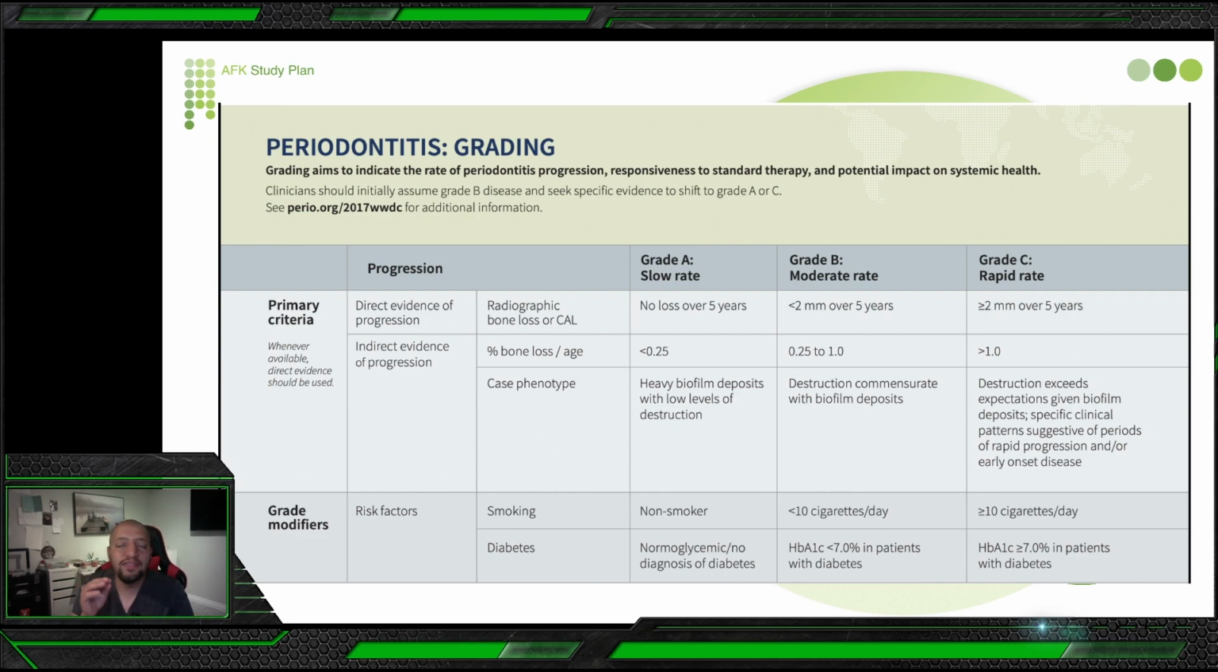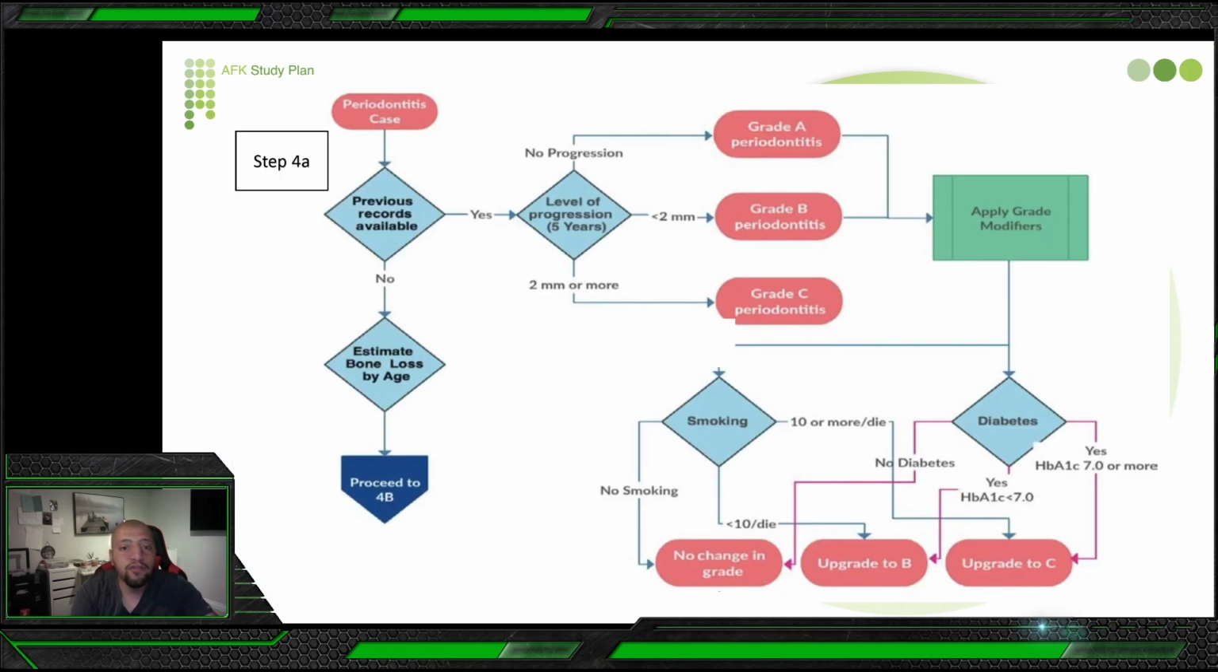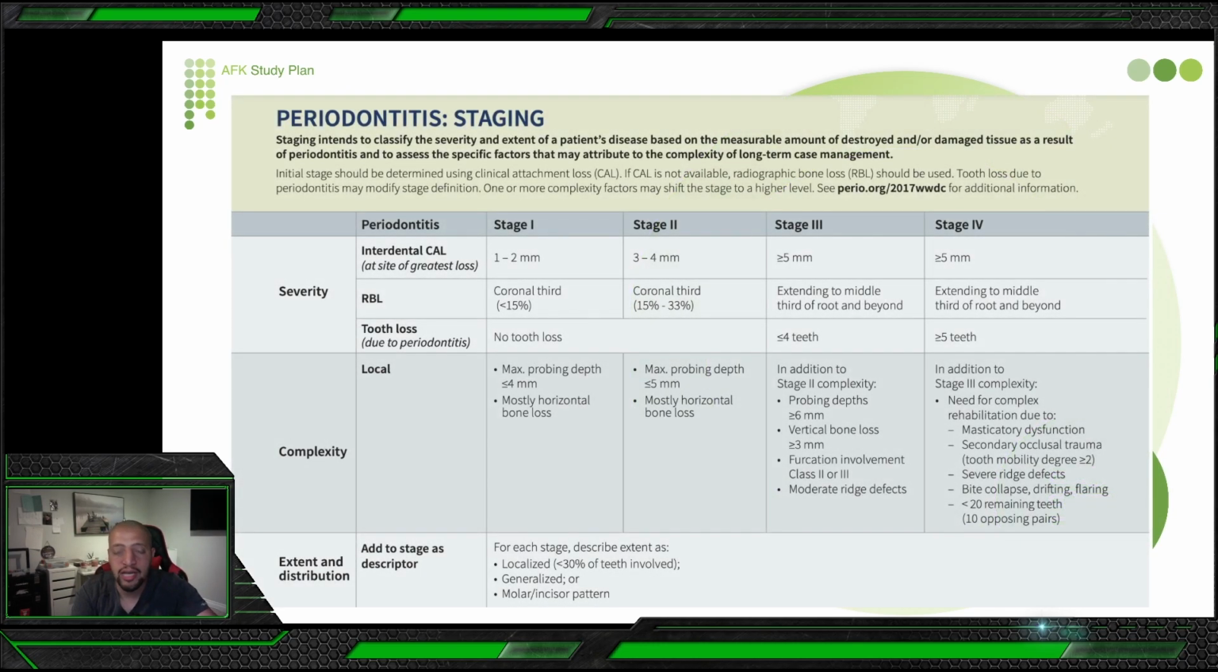This article and this new system are aiming to make your life easier. You are not here to memorize everything and go through every detail. No, you are here to know it and understand it. Because in the exam, you will be faced with a clinical question. He will give you information about it. And here, you can read it again: initial stage should be determined using clinical attachment loss. This is a new factor. This is the main factor for you.